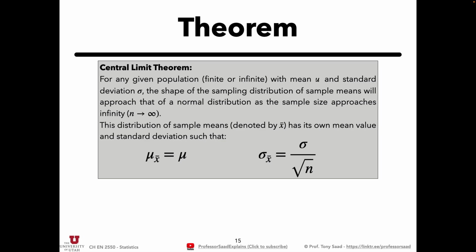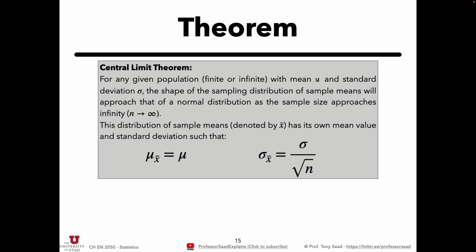Okay? The mean of the mean is going to be the mean, right? So it doesn't change because it's a constant. But the standard deviation of the sampling distribution of sample means, so now sample means, you see this x bar, the bar indicates a mean, is going to be equal to the population standard deviation over square root of n.